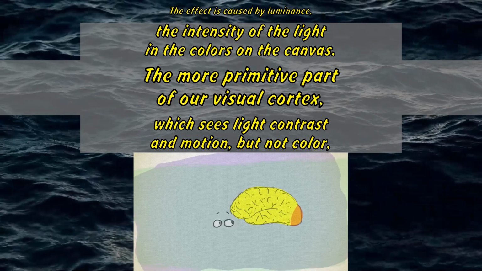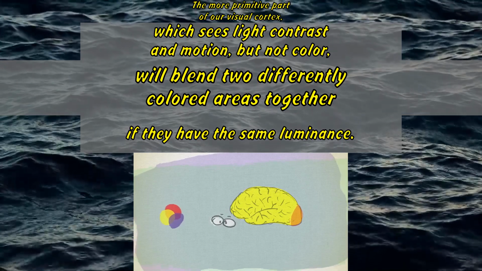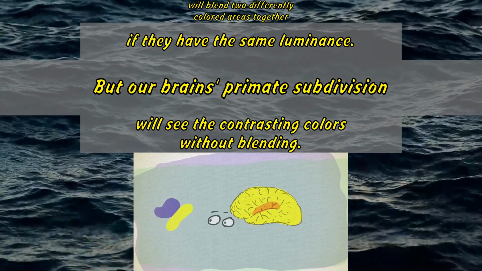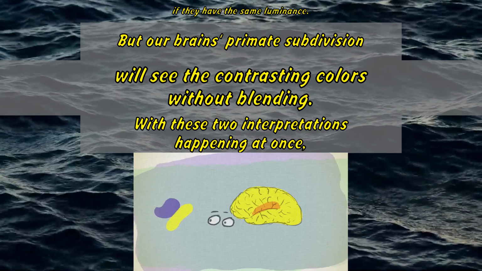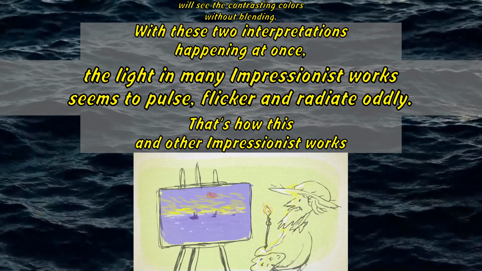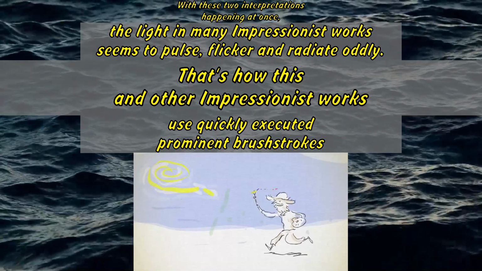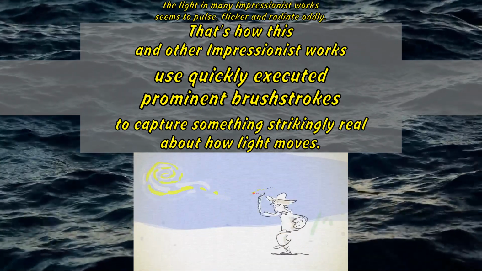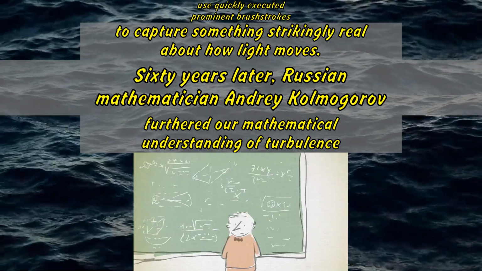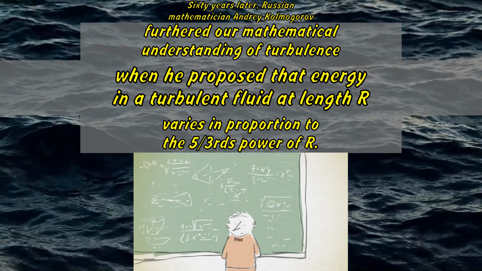The more primitive part of our visual cortex, which sees light contrast and motion but not color, will blend two differently colored areas together if they have the same luminance. But our brain's primate subdivision will see the contrasting colors without blending. With these two interpretations happening at once, the light in many Impressionist works seems to pulse, flicker, and radiate oddly. That's how this and other Impressionist works use quickly executed prominent brushstrokes to capture something strikingly real about how light moves.